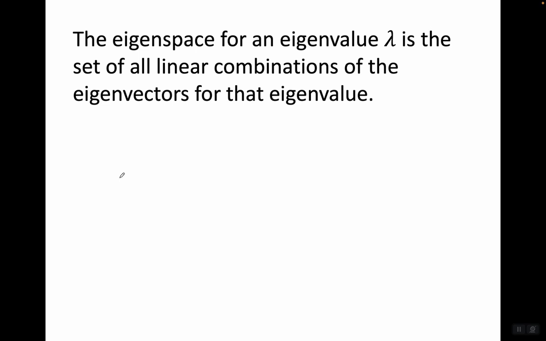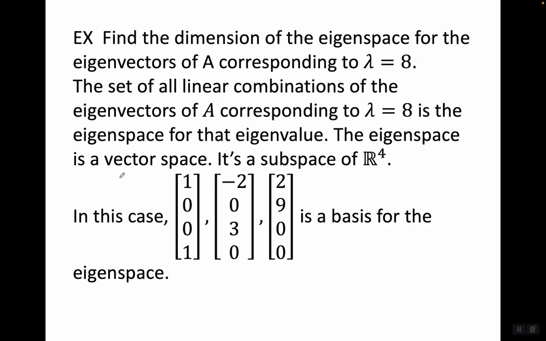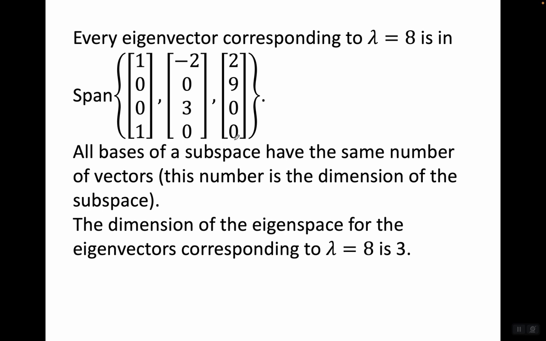The eigenspace for an eigenvalue lambda is the set of all linear combinations of the eigenvectors for that eigenvalue. For example, find the dimension of the eigenspace for the eigenvectors of A corresponding to lambda equals 8. The eigenspace is a vector space. It's a subspace of R4 because these are all four-dimensional vectors. In this case, these three vectors form a basis for the eigenspace, since every eigenvector corresponding to lambda equals 8 is in the span of these three vectors.